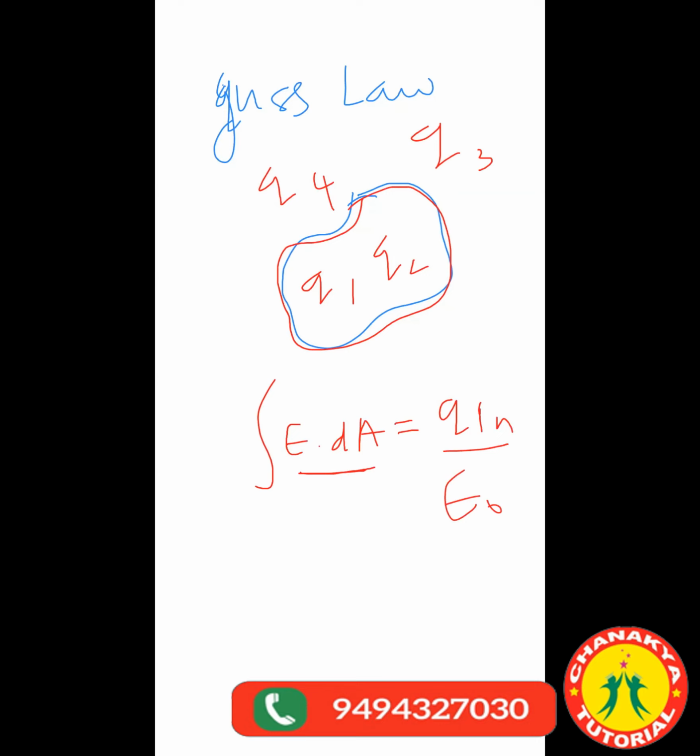Everyone teaches this, but there is a twist here. There are some points you need to remember. E dot dA is Q in by epsilon naught. What is Q in here? Q1, Q2, so you write (Q1 plus Q2) by epsilon naught. But when someone asks what is this electric field, is it due to Q1, Q2, or Q1, Q4, or Q2, Q3, or due to Q1, Q2 and Q3, Q4?